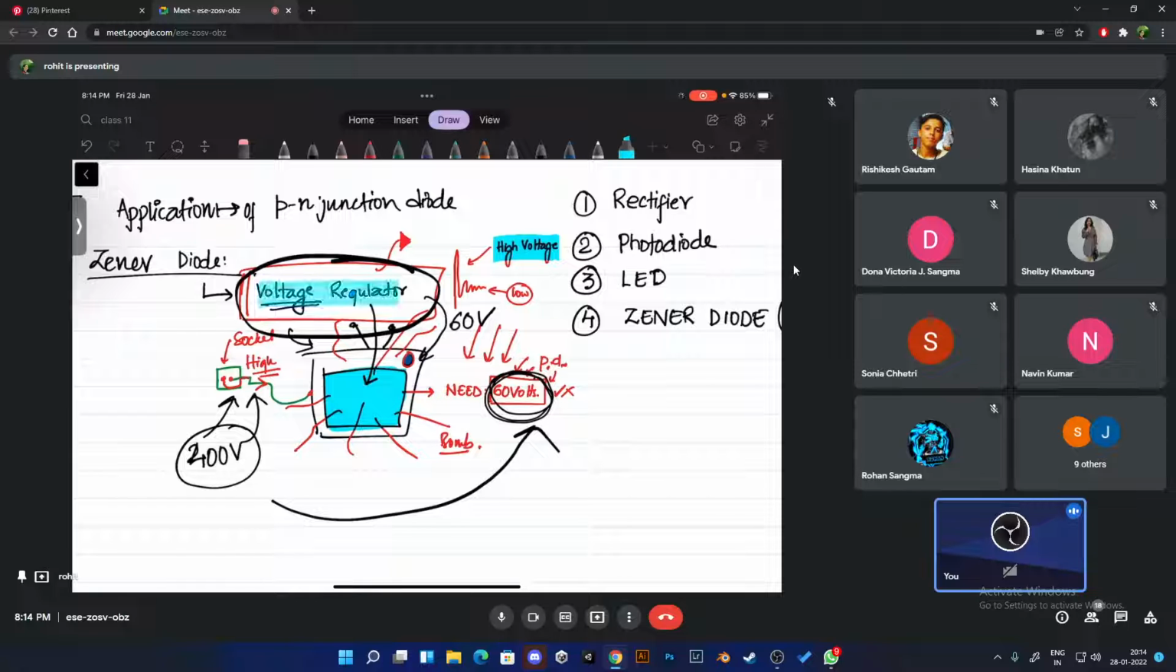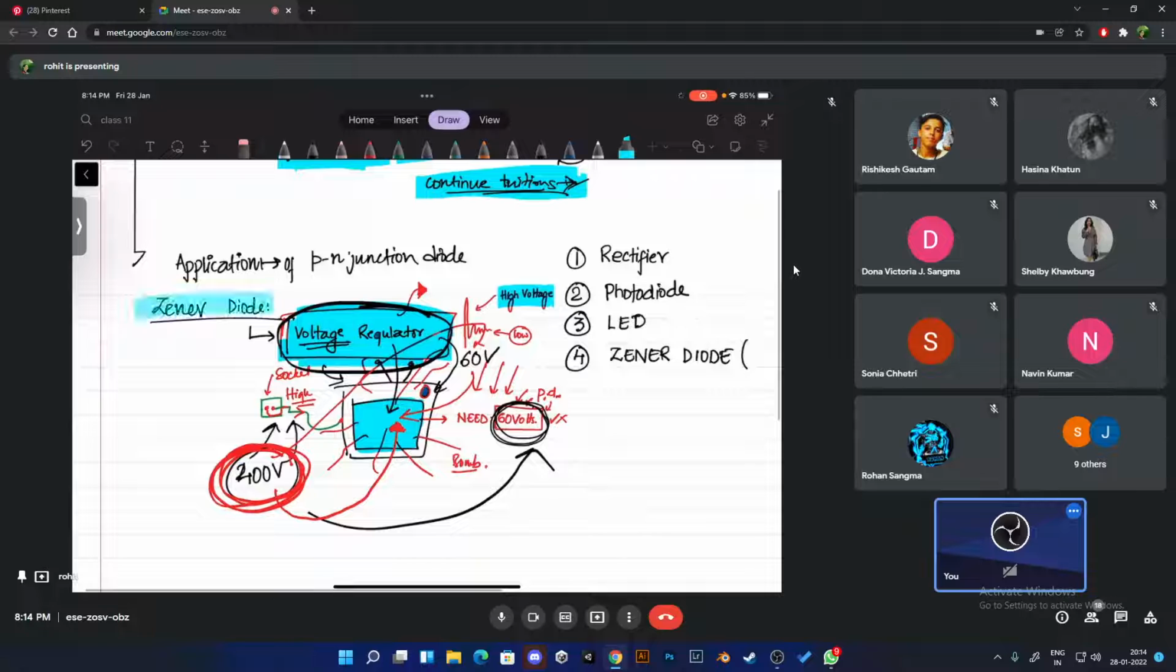So there has to be a device. Look here, there has to be a what? Device that will take this 400 volts, and how much it will make reach to the TV, guys? Out of 400, it will regulate and make how much? 60 volts to reach the TV. Can you understand? Then I'm going to say that it's a regulator, no? And who can do it? A Zener diode can do it. So that is what I'm trying to say.